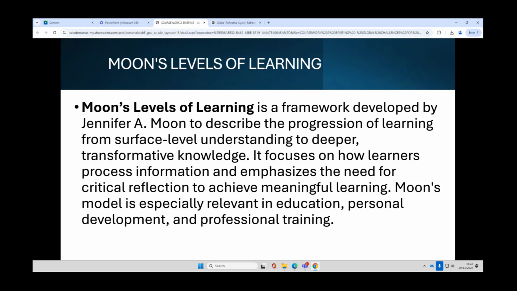Moon's levels of learning is a framework developed by Jennifer Moon to describe the progression of learning from surface level understanding to deeper transformative knowledge. Now, this is a really important thing from your degree perspective, not just from this module, but broadly speaking. Surface learning and deep learning. What you're doing essentially throughout your four years is gaining knowledge about different things.